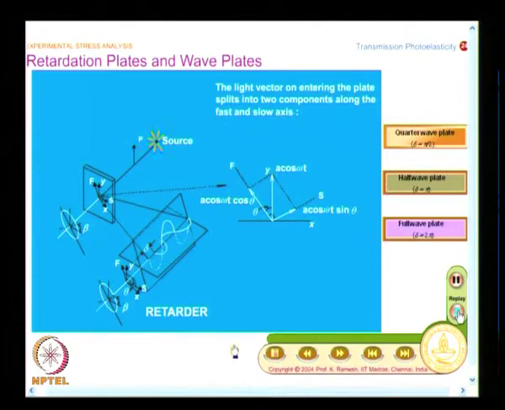So, is the idea clear? I have a natural light source, which gives you a plane polarized beam of light. When it hits the front surface, it splits into two components. Within the thickness of the crystal plate, it acquires a retardation. Why does it acquire a retardation?